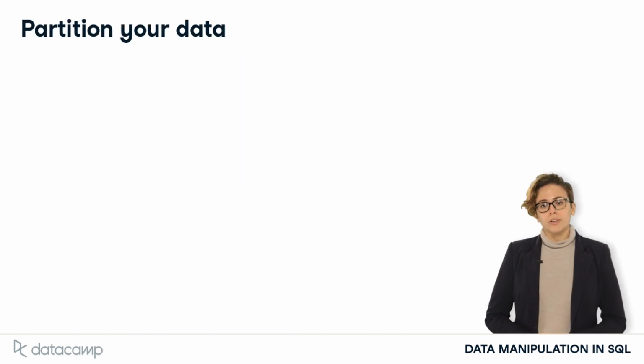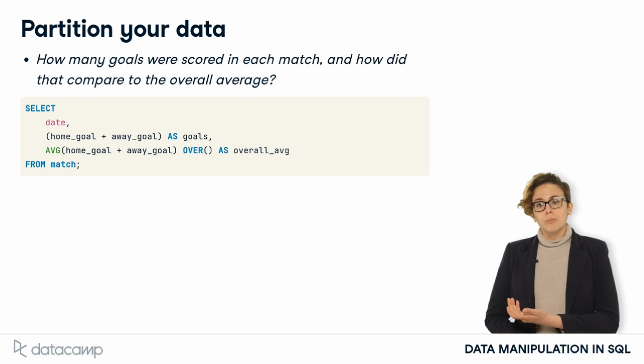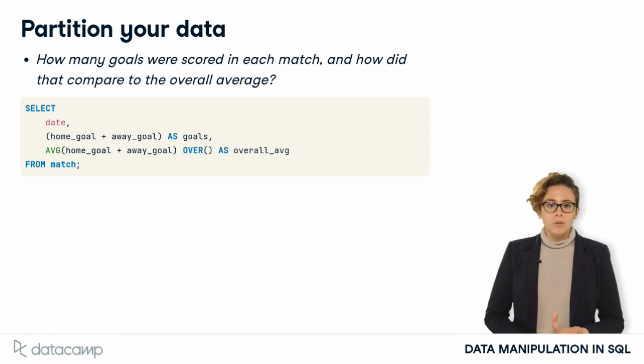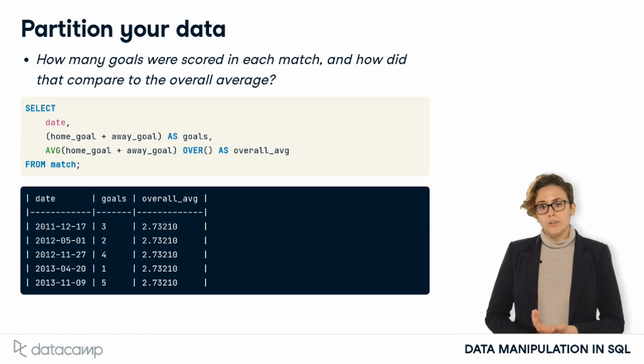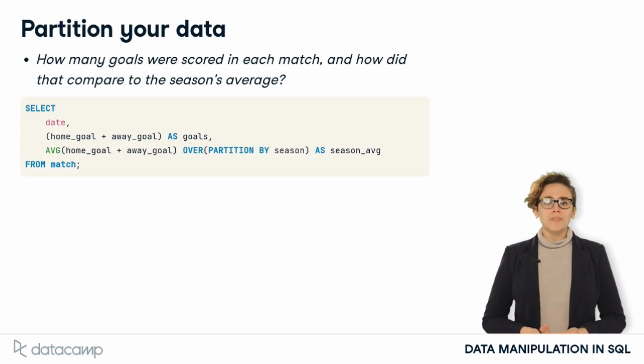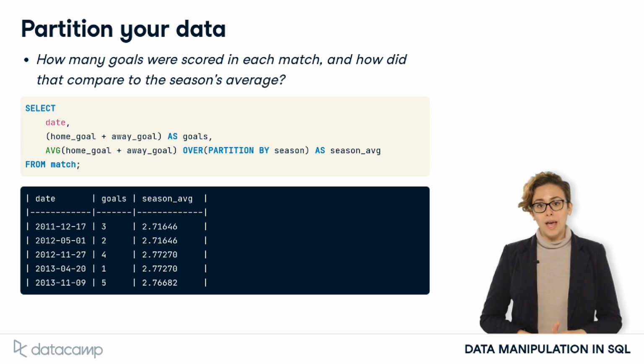Let's take a look at how this works in a query. This example query from the previous lesson answers the question, how many goals were scored in each match, and how did that compare to the overall average? This is accomplished using the over clause, and the query returns the date, goals scored, and overall average. Let's expand on the previous question and instead ask, how many goals were scored in each match, and how did that compare to the season's average? We can do this by adding a partition by clause to the over clause from the previous slide.